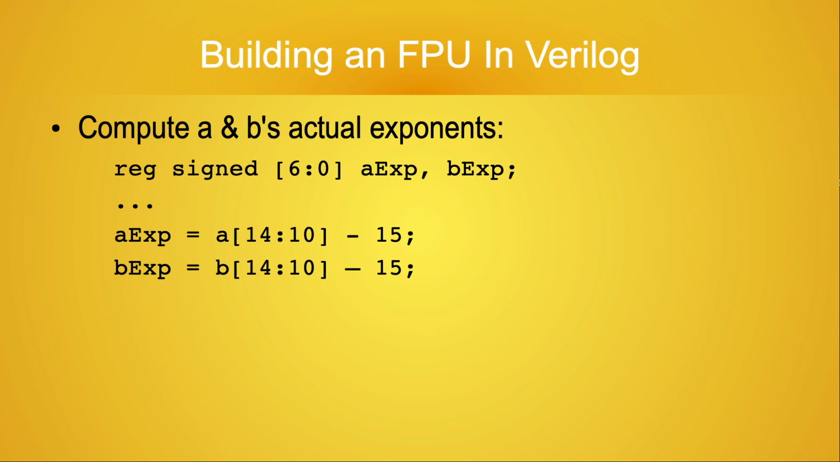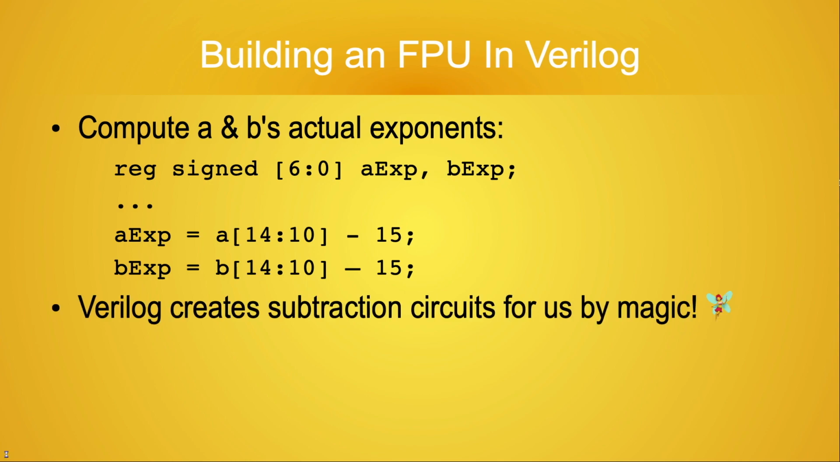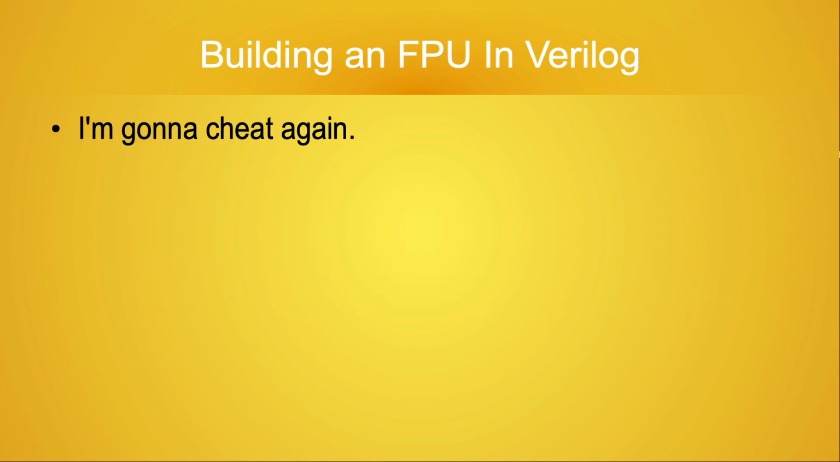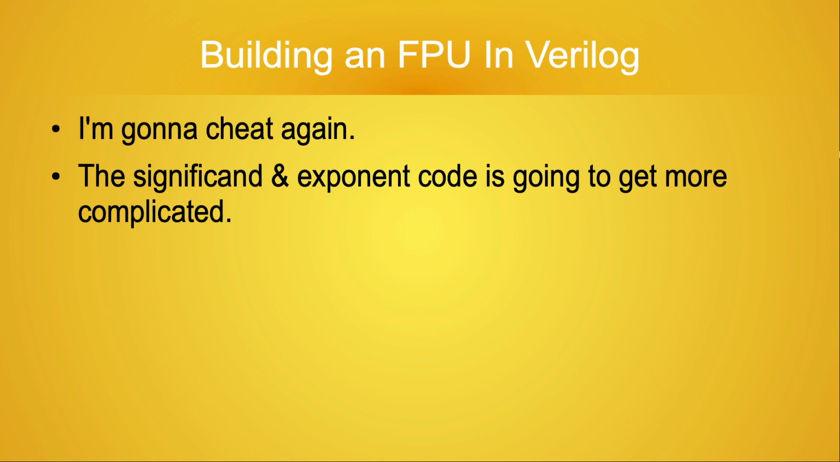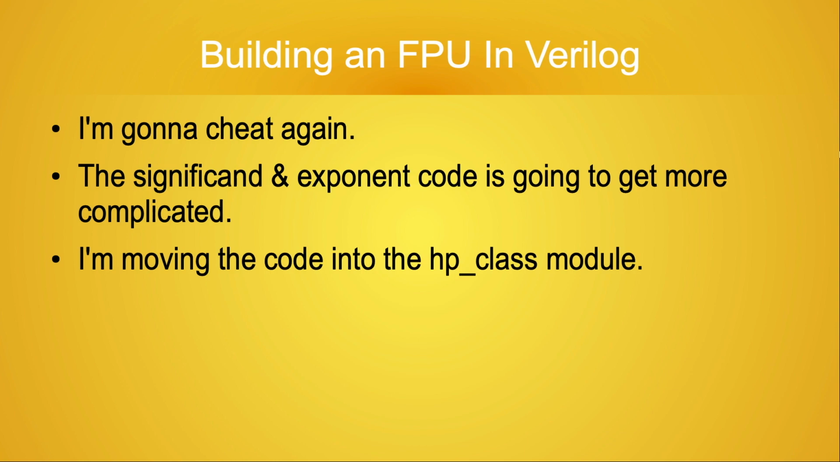This is the code which declares the locations to hold the exponents of a and b, and the code which initializes their values. Notice that we didn't have to tell Verilog how to build a subtraction circuit. It did that for us automatically. To hold the exponent and significand values for a and b, I've added 6 relatively simple lines of code. Once again, I'm going to cheat. I know that the code for extracting the significand and the exponent is going to get more complicated. So rather than putting the code to extract the significands and the exponents in line in the HP-mul module, I'm going to move it to the HP class module and have the HP class module perform the task of extracting the significand and the exponent at the same time it calculates the type flags.